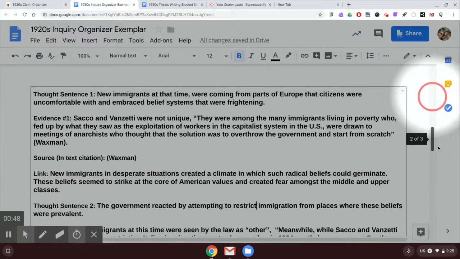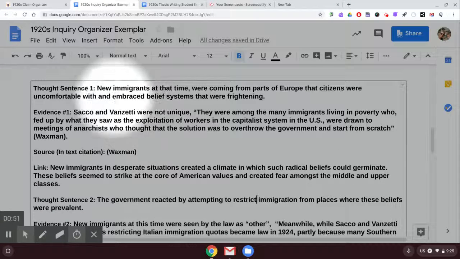So my first thought sentence is right here for my main point one. New immigrants at that time were coming from parts of Europe that citizens were uncomfortable with and embraced belief systems that were frightening. This is a statement about how the immigration of this time period was new. The immigrants weren't coming from Western and Northern Europe, they were coming from Southern and Eastern Europe, and that challenged some American citizens at the time.